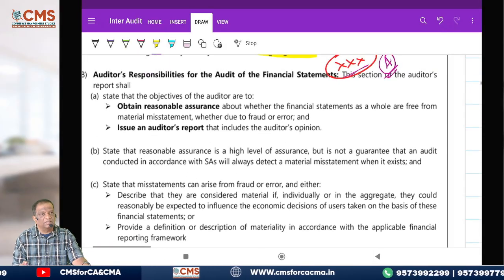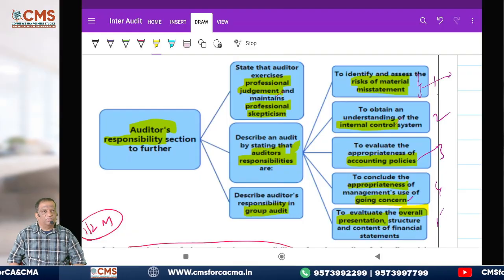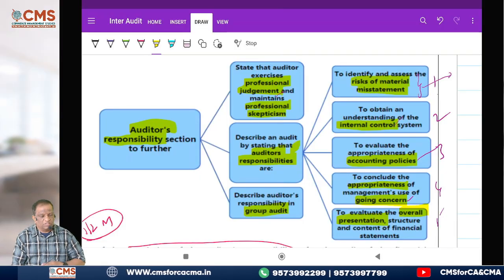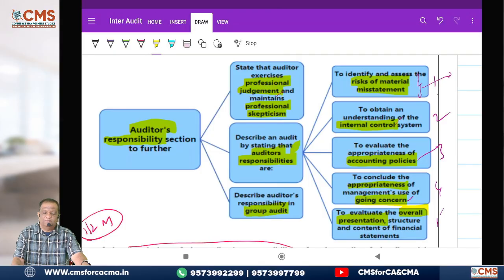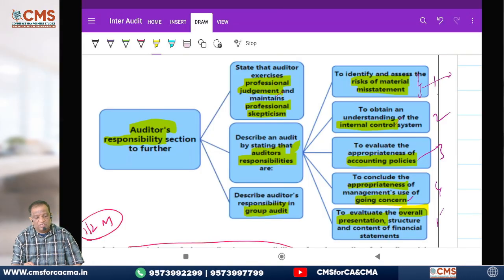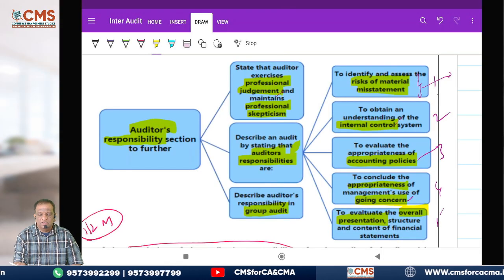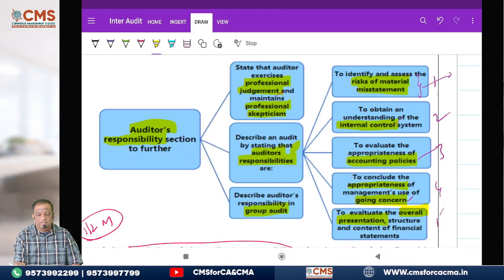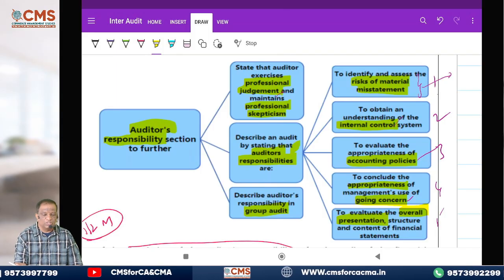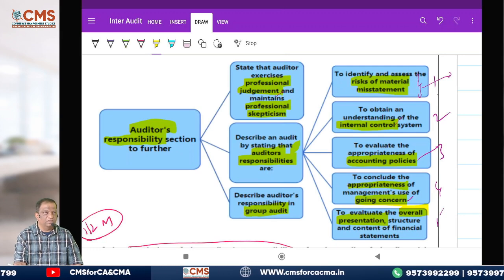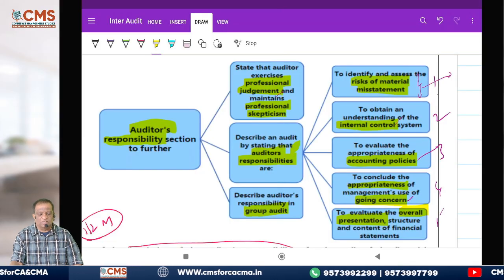Auditor's responsibilities. This is a category. If you look at the auditor's responsibility, this chart will summarize. It's a lengthy paragraph. In any audit report, the longest paragraph that we see is the auditor's responsibility paragraph. In this paragraph, these are the contents that should be there. First, state that the auditor exercises professional judgment and professional skepticism. And then he will describe the auditor's responsibilities with regard to all these matters: to identify and assess the risk of material misstatement, internal controls and accounting policies, then the appropriateness of going concern, and evaluating the overall presentation. For all this, the auditor is accepting that it is his responsibility, and in case it is a group audit, then the auditor would add one more point on his responsibilities in terms of group audit.